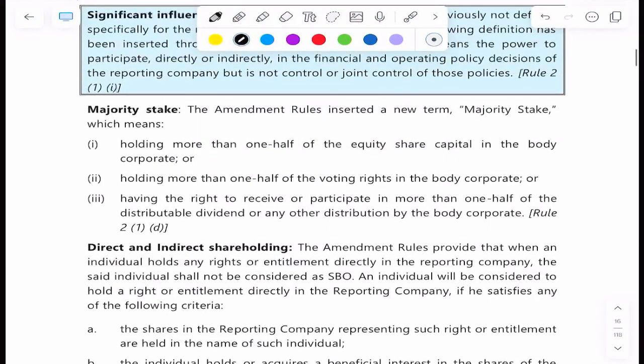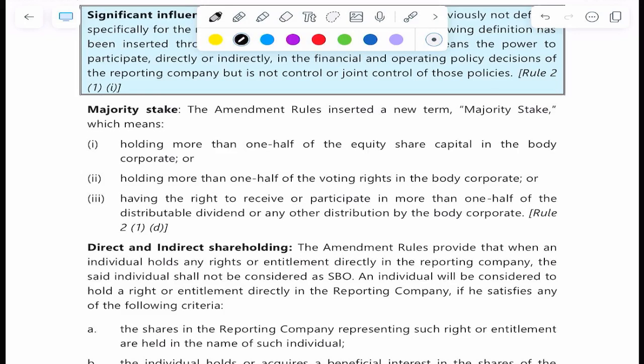Each of these has been defined separately. Now, majority stake. The amendment rules inserted a new term, majority stake, which means holding more than one half of the equity share capital in the body corporate, or holding more than one half of the voting rights in the body corporate, or having the right to receive or participate in more than one half of the distributed dividend or any other distribution by the body corporate. So tell me, if 10% holding already qualifies, then half will surely qualify, right? How much is half? 50%.